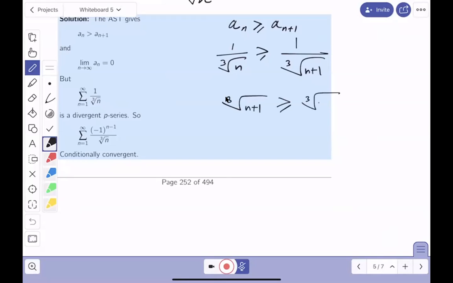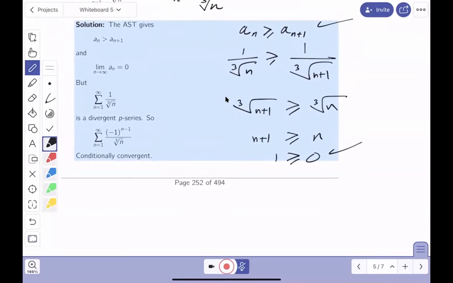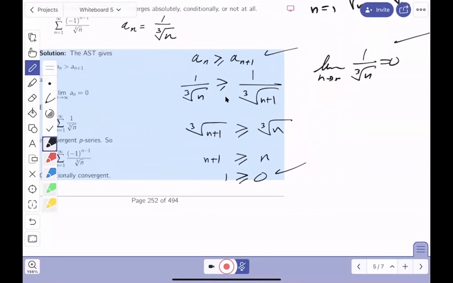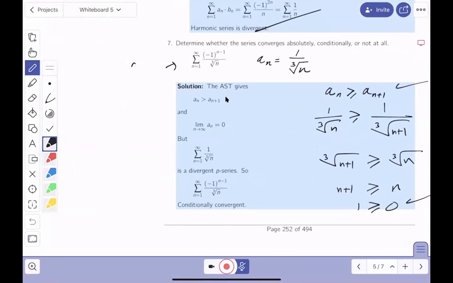Let me get this over here. I cube both sides, N plus 1, N. Well, that's pretty simple. I would agree with that. That's certainly true. 1 is always greater than 0, right? So what else do I need to show? I need to show the limit. As N goes to infinity, 1 over the cube root of N is 0. Well, that's easy. So this converges by the AST.